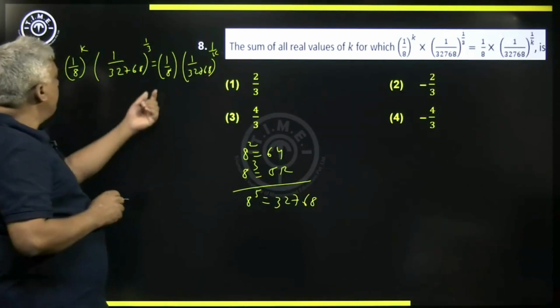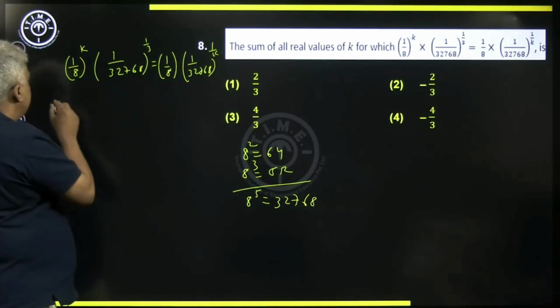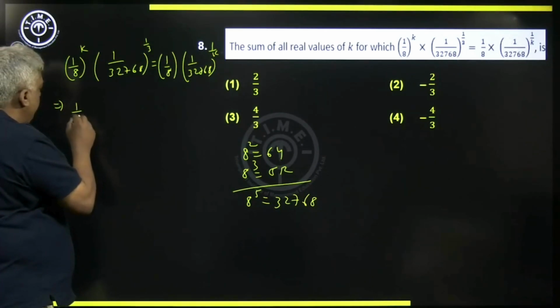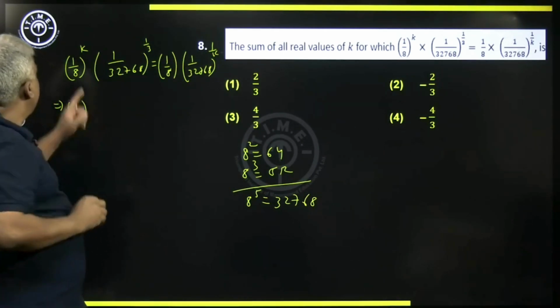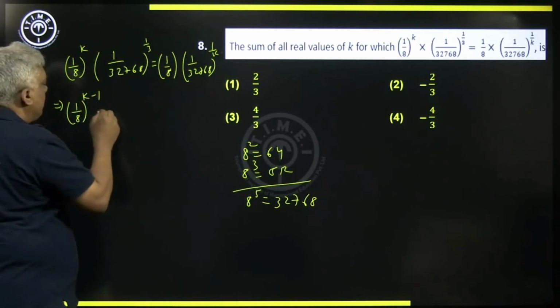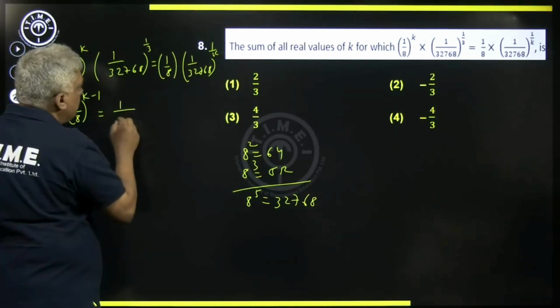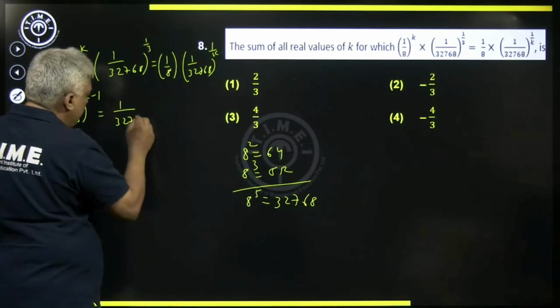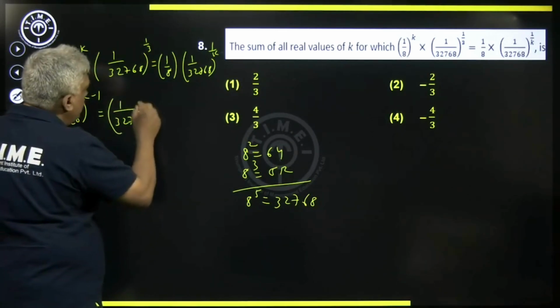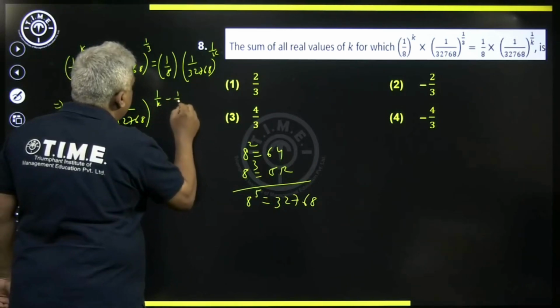Now, let's bring 1 by 8 this side and this term on the right hand side. So, we can write it as 1 by 8 to the power k minus 1, right. It will be k minus 1. Let us bring this one that side. So, it will be 1 by 32768 to the power 1 by k minus 1 by 3.